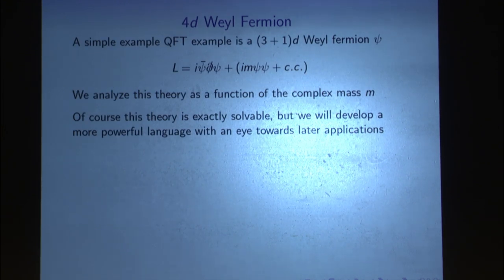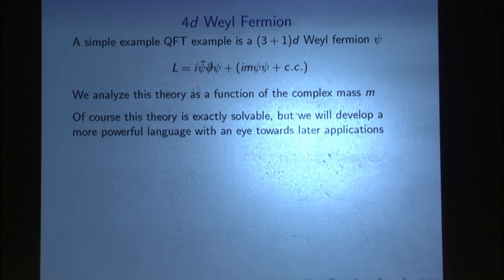OK, so we've seen a quantum mechanics example. And now I'm going to do an elementary field theory example. And then we'll get into some more interesting interacting field theory considerations. A good simple field theory example is a 4D Weyl fermion. Again, this example is exactly solvable. We don't need this fancy language, but we'll build up the language here, and then we can generalize it to other more interesting situations.